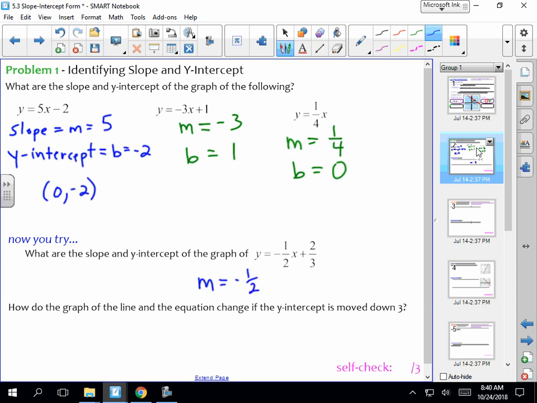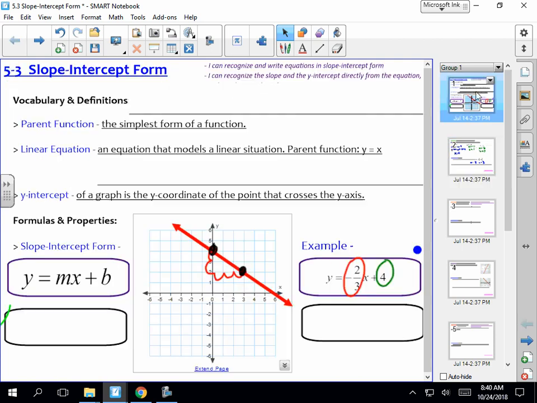Negative 1/2, and b is 2/3. Now, it says, how did the graph of the line and the equation change if the y-intercept is moved down 3? I could show you visually what that would look like if I go back to the sample problem here.